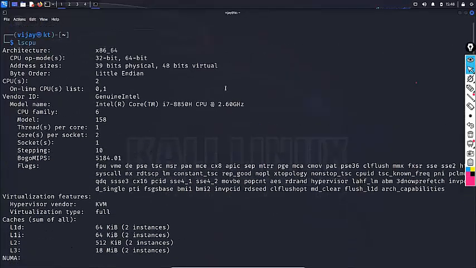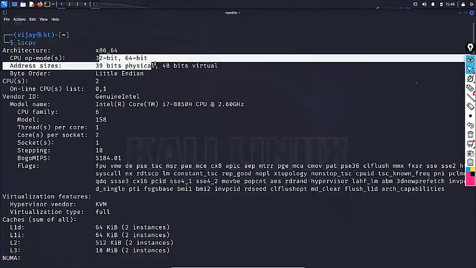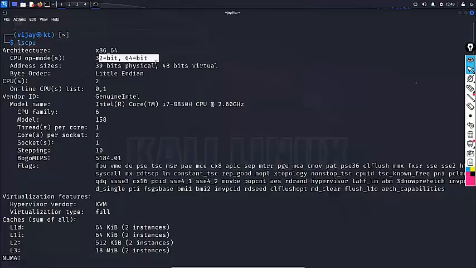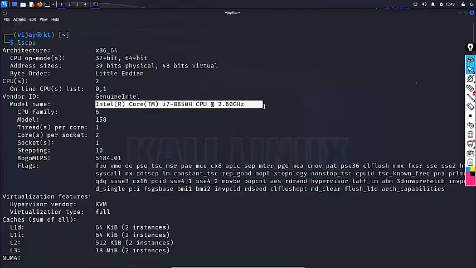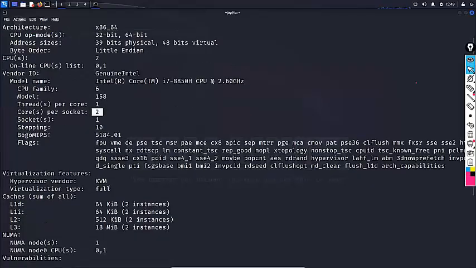Architecture, mode: 32-bit and 64-bit, both are supported. Address size is 48 bits virtual because it is a virtual CPU. And the name is Intel Core. Actually this is taking the real hardware CPU name. It shows the family, the model number, 1 core, the total sockets are 2, and other information also you will get.